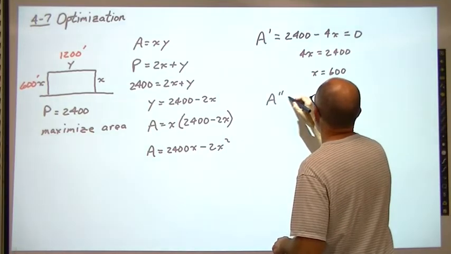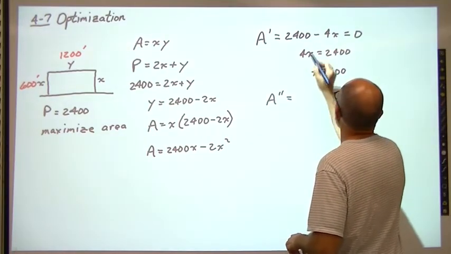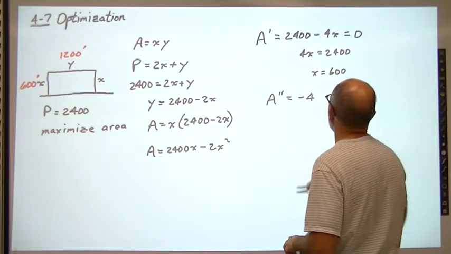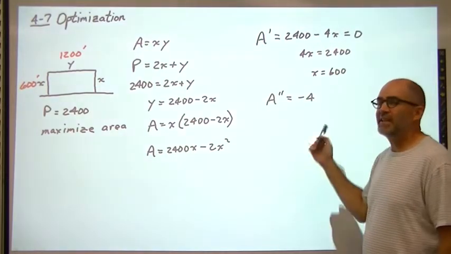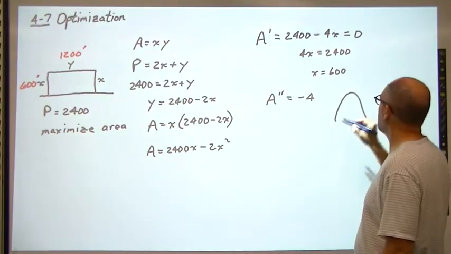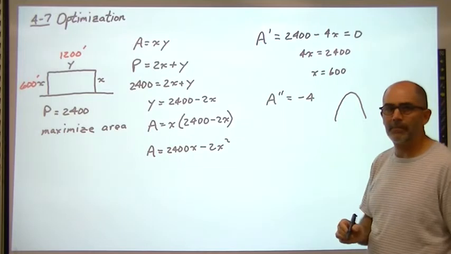A double prime equals 0 minus 4. Now, what does that mean? Well, the second derivative is negative. That means we've got concave down. That means it has to be a max.